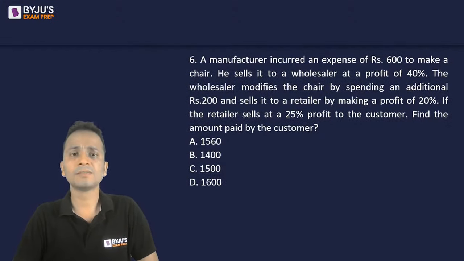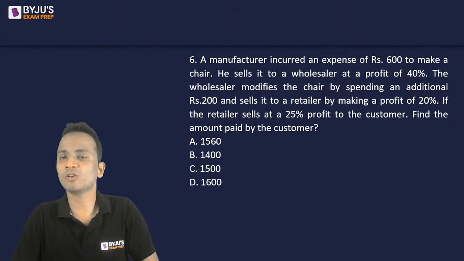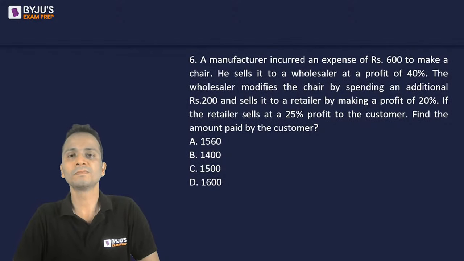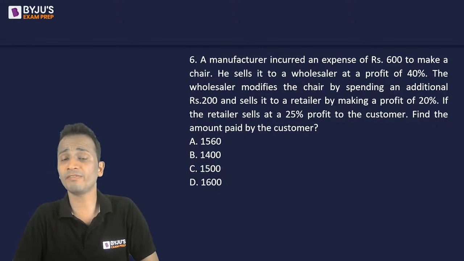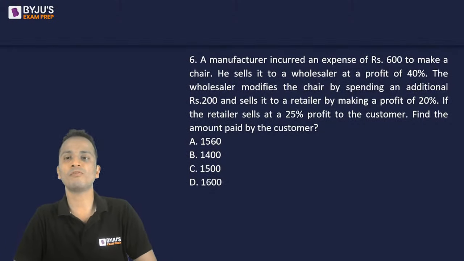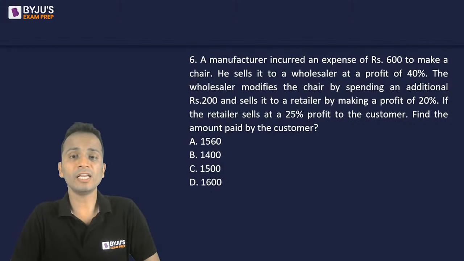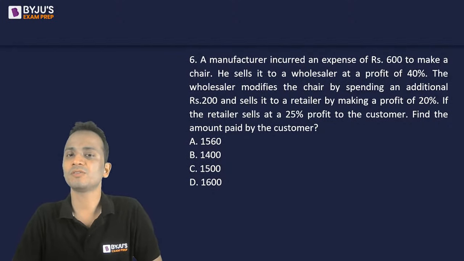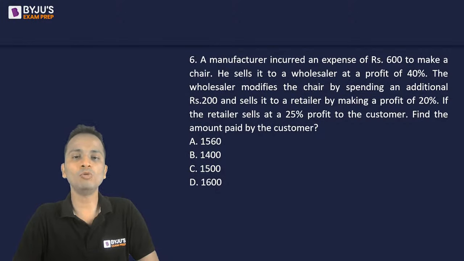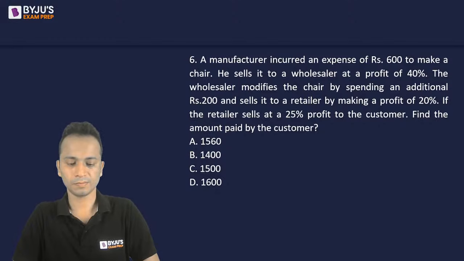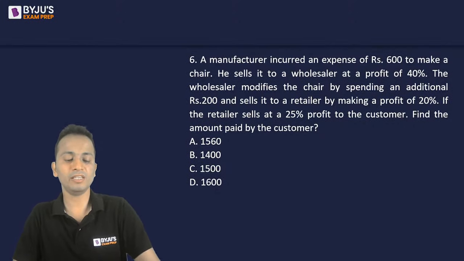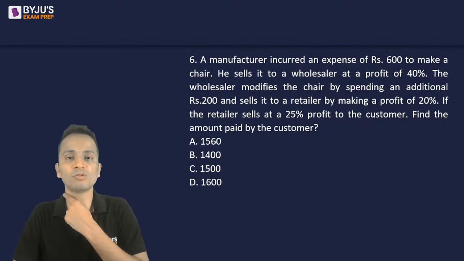Now question number 6 is, a manufacturer incurred an expense of rupees 600 to make a chair. He sells it to a wholesaler at a profit of 40 percentage. The wholesaler modifies the chair by spending an additional 200 and sells it to the retailer by making a profit of 20 percentage. If the retailer sells at a profit of 25% to the customer, find the amount paid by the customer. Just keep adding the profit percentage or the profit at every step and you'll be able to find out the final price.